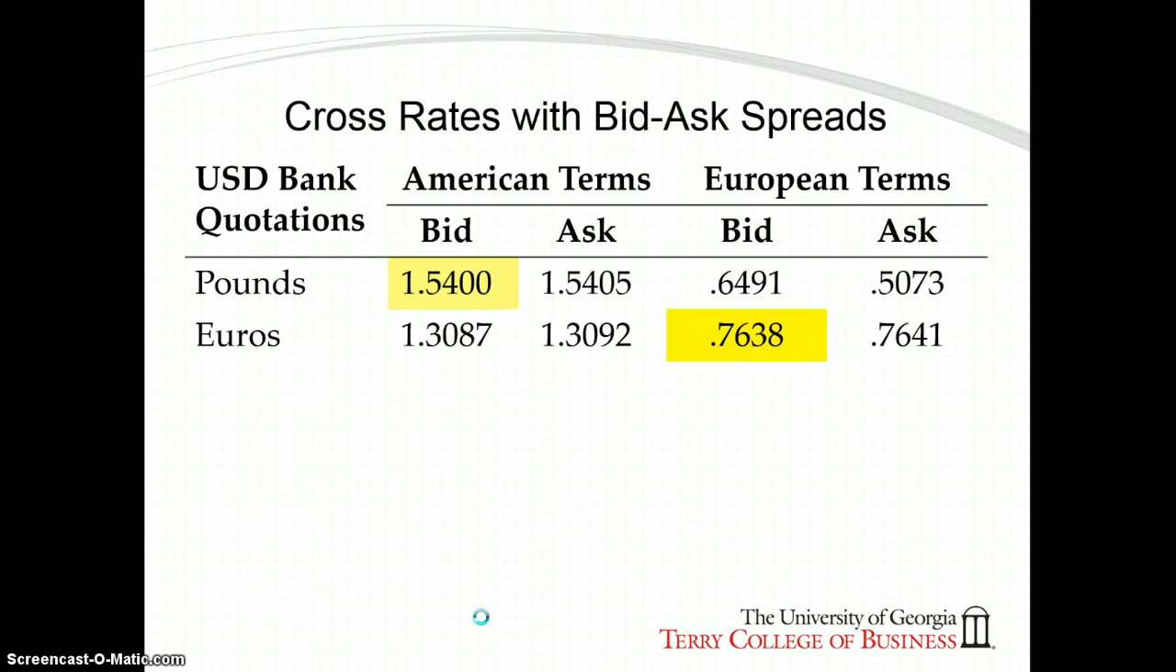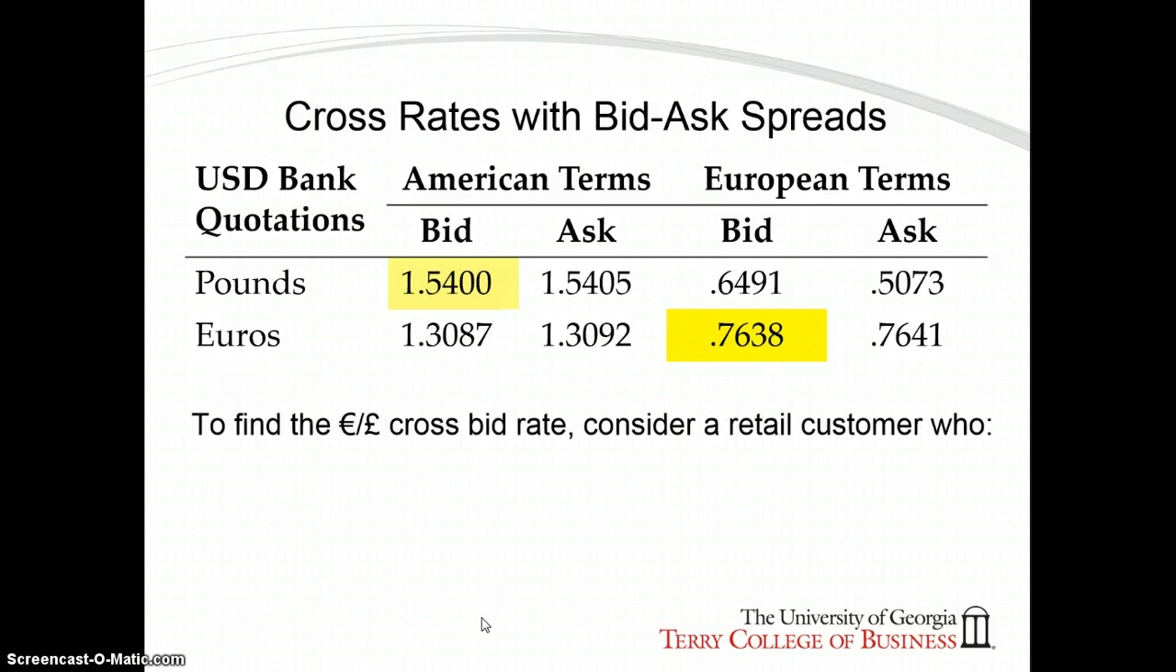Now, let's take a more realistic approach by incorporating the bid-ask spread into our cross-rate calculation. Again, assume that the customer wishes to exchange pounds for euros. The table provides the American and European term quotes for the pound and the euro. Our job is to use this information to calculate the euros per pound cross rate, and we want to know both the bid and the ask.